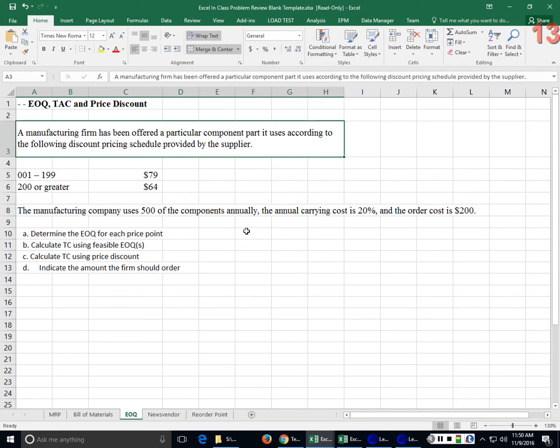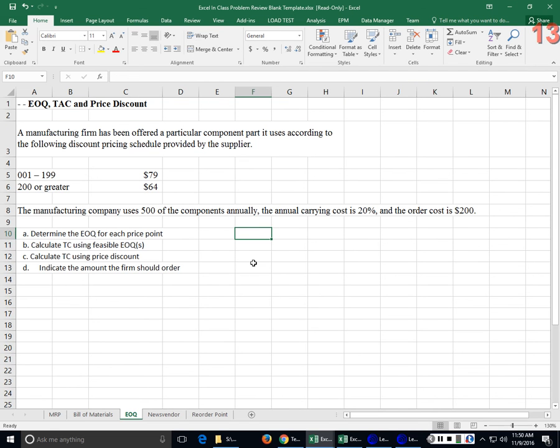So Miranda, if I'm going to calculate EOQ, which formula am I going to be using? The one that says the Q model, optimal or economic order quantity. There you go. So if I'm going to calculate EOQ, what are the variables that I need for that formula, Miranda? You need D, S, and H. Okay, all right. And so now, given what we've got in this problem, the manufacturing company uses 500 components annually. What variable is that? Is that D?